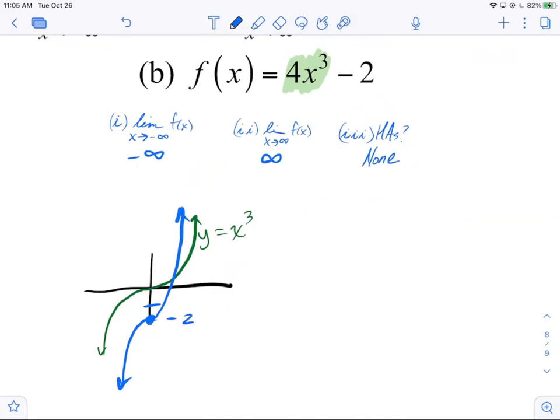And now compare it. How do we do with our Triple H plugin method? Let's see. As we go out to the left, it's going down forever. That's good. As we go out to the right, it's going up forever. No horizontal asymptotes. Yeah. Perfect.